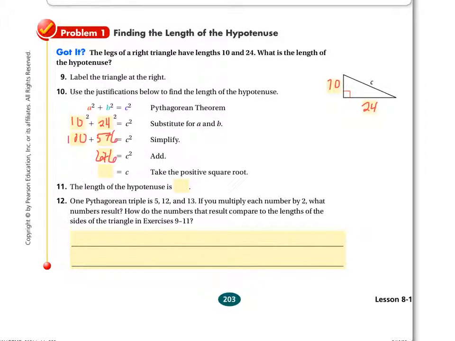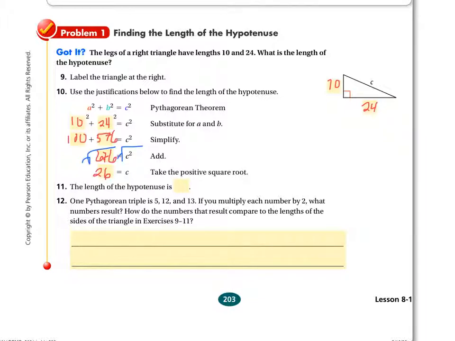Take the square root. We're essentially taking the square root of both sides, right? We're taking the square root of this side and the square root of this side. Normally when we take the square root of both sides, we have to do plus or minus. But if C is a distance on a triangle, is it going to be negative? Is the distance going to be negative? No. So we're going to ignore the negative portion of taking the square root. And so what is the square root of 676? 26. Does that seem like a reasonable answer?